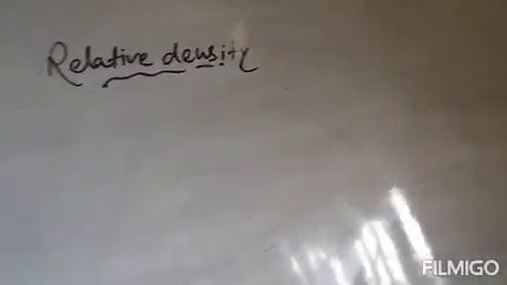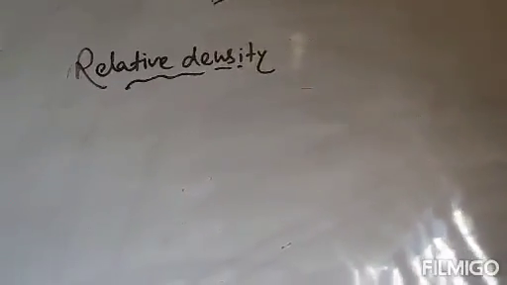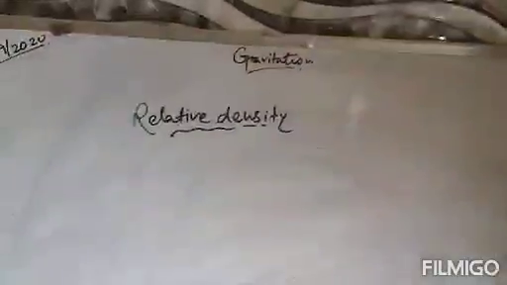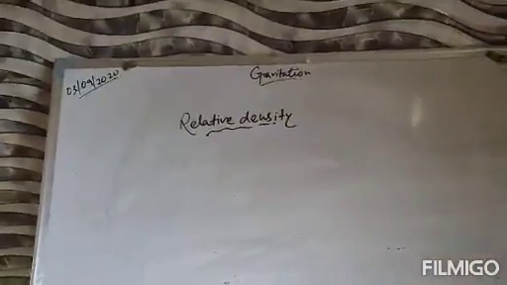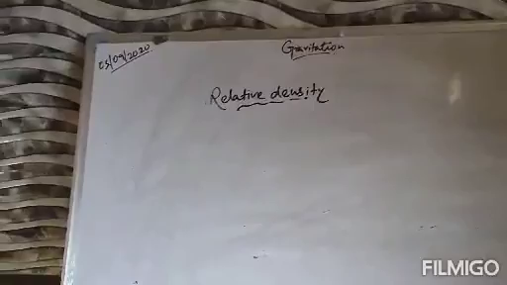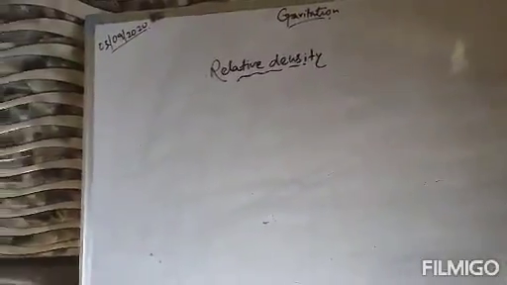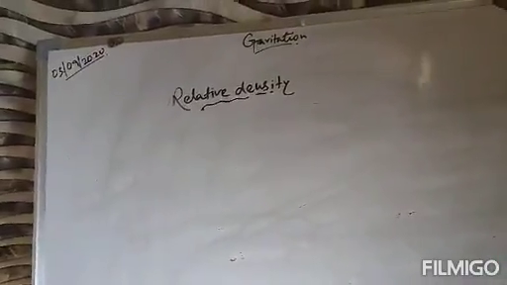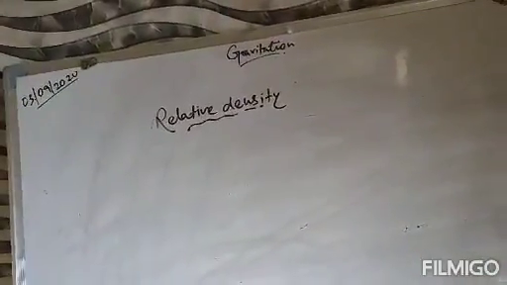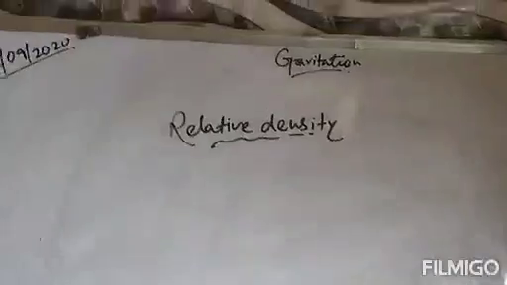The relative density of any substance is the ratio of its density to the density of water. Remember, relative density is just a ratio. Suppose you want to measure the relative density of iron. You will just compare the density of iron to the density of water. That means the relative density of the substance is equal to the density of the substance divided by the density of water. Relative means comparing.